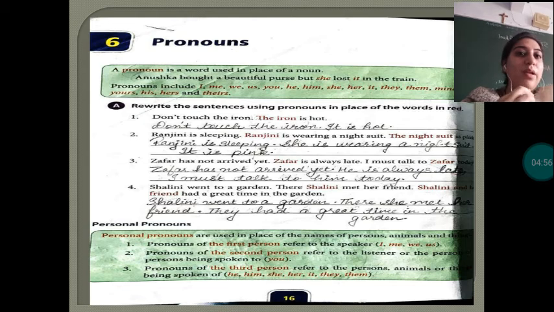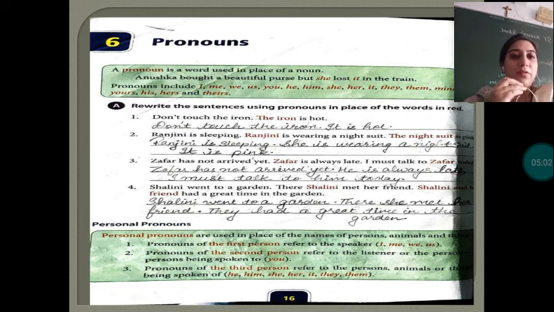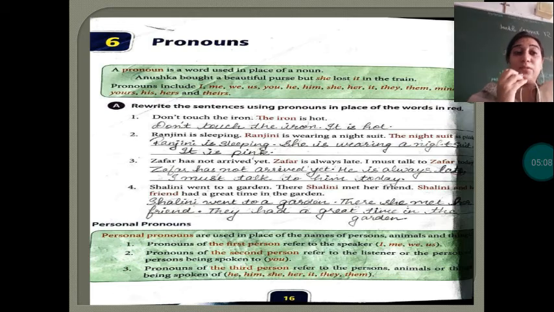So now students, we will learn about first person, second person and the third person. Pronoun of first person means the speaker. Suppose I, me, we, us, all of these are speakers. So they are said to be first person.